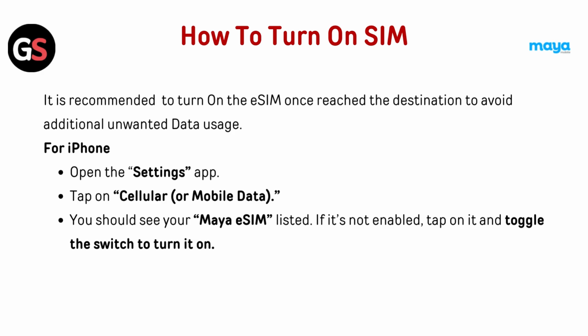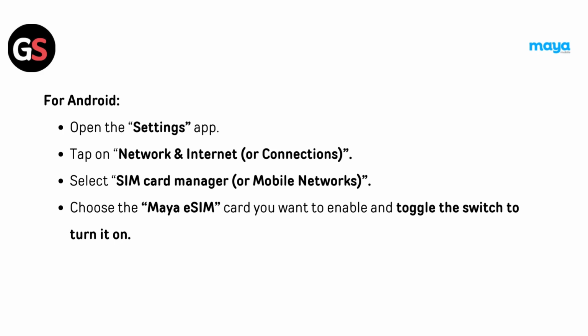For iPhone, open the Settings app, tap on Cellular or Mobile Data. You should see your Maya eSIM listed. If it is not enabled, tap on it and toggle the switch to turn it on. For Android, open the Settings app, tap on Network and Internet or Connections, select SIM card manager or mobile network. Choose the Maya eSIM card you want to enable and toggle the switch to turn it on.